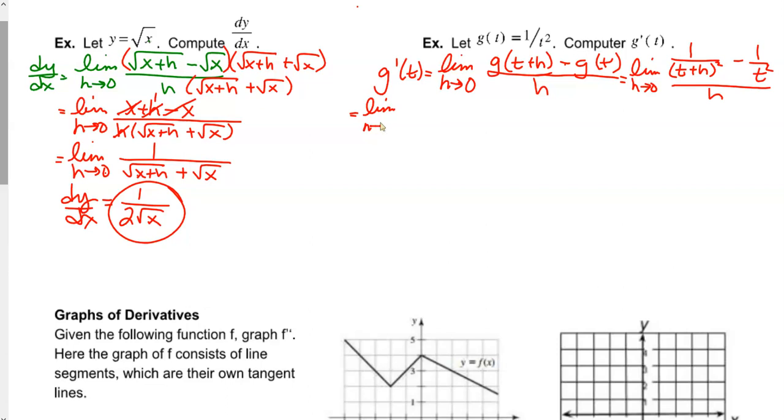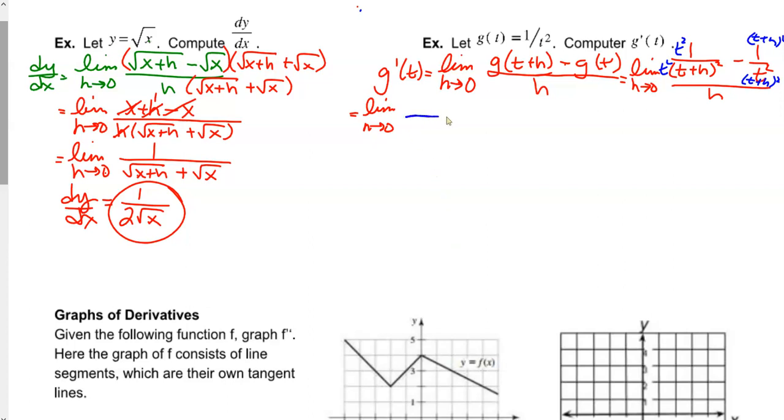This is where we have to get a common denominator up here with these two fractions, okay? So that common denominator has to take into account this t squared and the t plus h squared. So this one needs a t squared, which means that needs a t squared. And this needs a t plus h squared, which means that this needs a t plus h squared as well to get a common denominator. Okay, so what does that become?